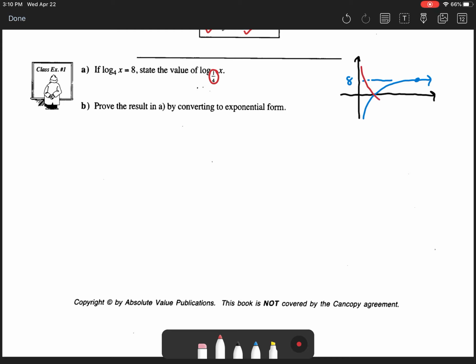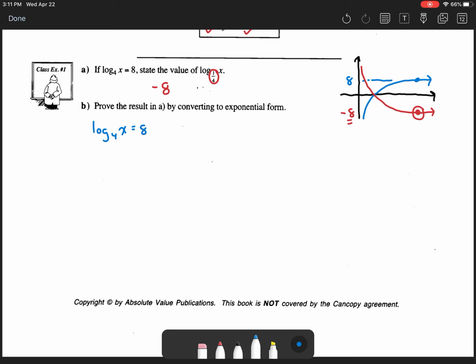Now, if I take that graph, and I take the base 4 and I make it 1 over 4, it's going to be that graph reflected over the x-axis. So if I reflect over the x-axis, it is now shaped like this. Well, if my point on the first graph was 8 and I reflect it over the x-axis, that point is now down here, and the answer will be negative 8. So that should be the value that we are after here, negative 8.